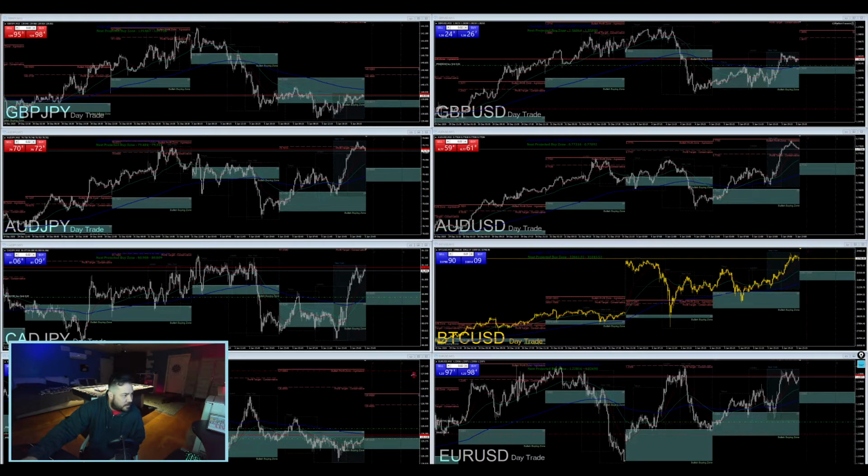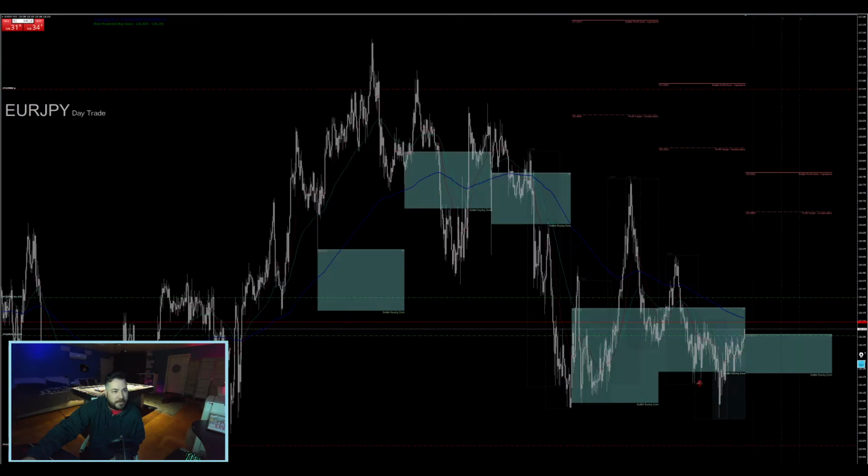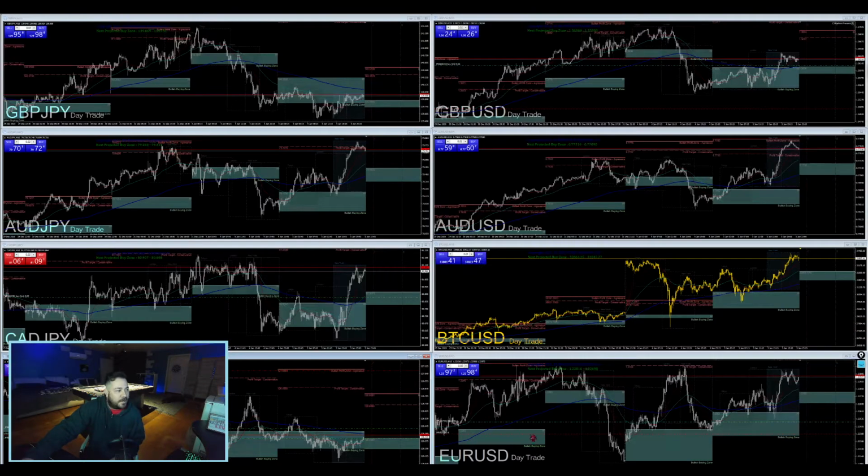Look at Euro Yen dragging that box up, huh? Dragging that box up. There go the bulls working on it. All right, we're getting real close. Less than a minute out.